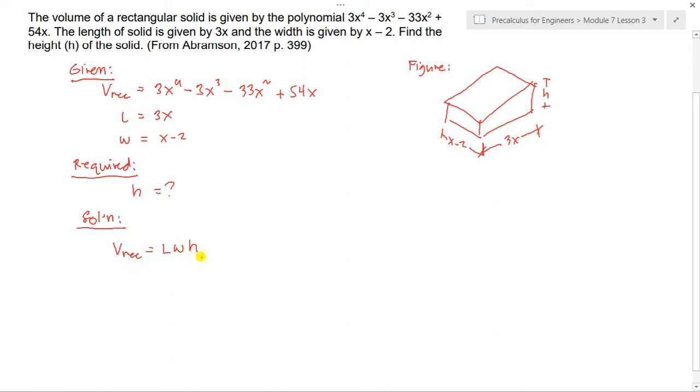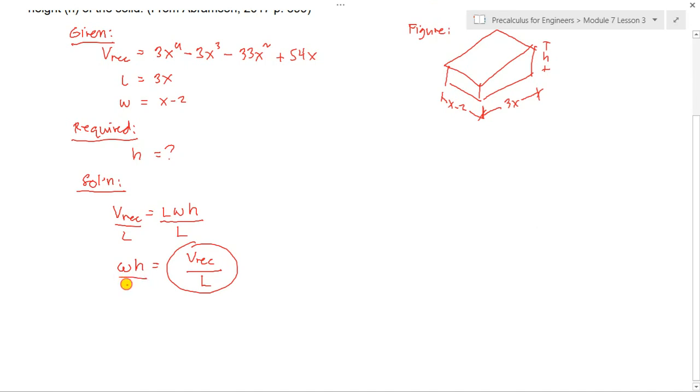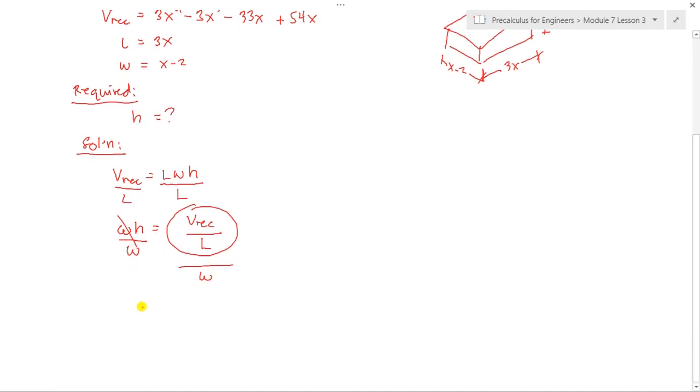If we're going to divide both sides by the length, what we get is W times the height, so V rectangle all over the length. Whatever the answer here, class, we will then divide by W. So therefore, we can now get the final answer for our H.